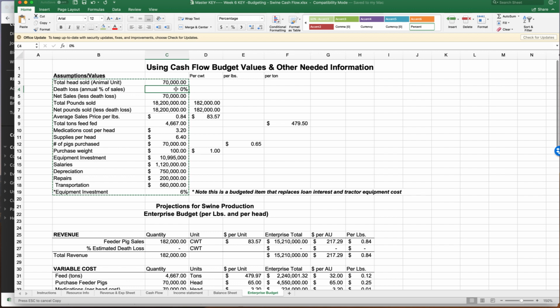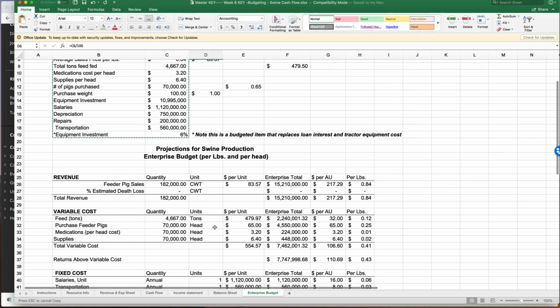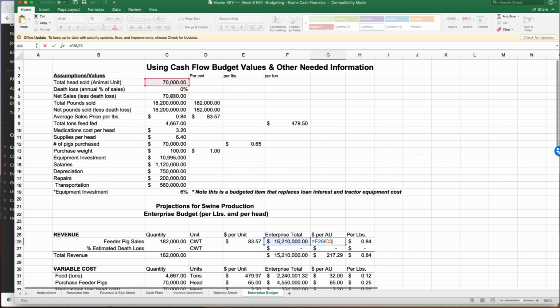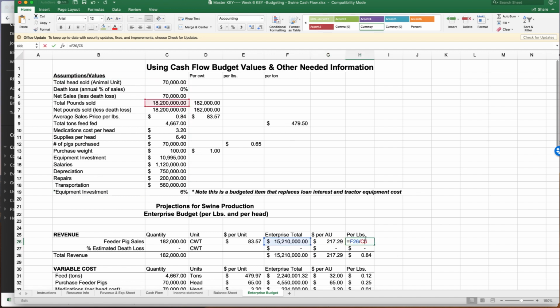So here's what I did. So let's start with zero. So we go through here, we're selling 182,000 hundredweights, which is given to you. That's a hundredweight, and the price is given to you as well. So you just simply multiply those two together. That's what an enterprise totals. Now we're going to do how many animal units that is. So you just go over and take that number and divide it by the animal units of 70,000 animal units sold. And then 84 cents is going to be, again, what's that income divided by the pounds sold.